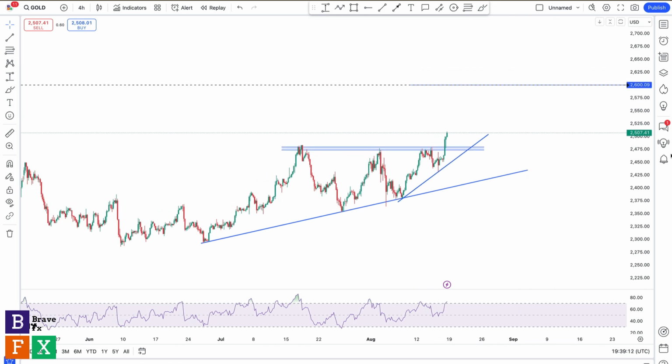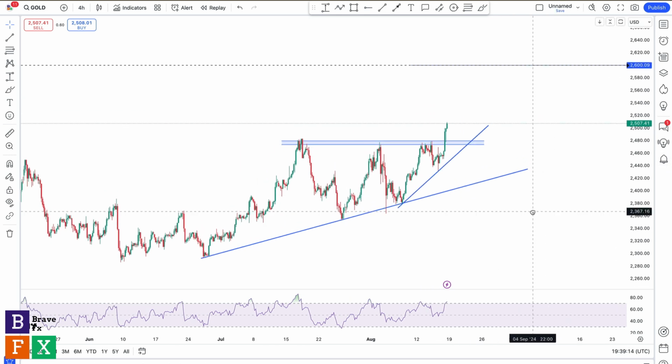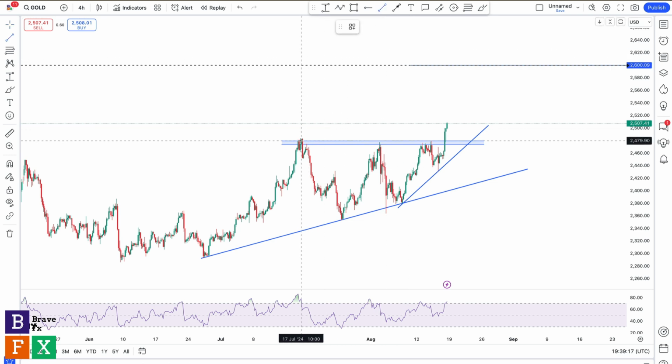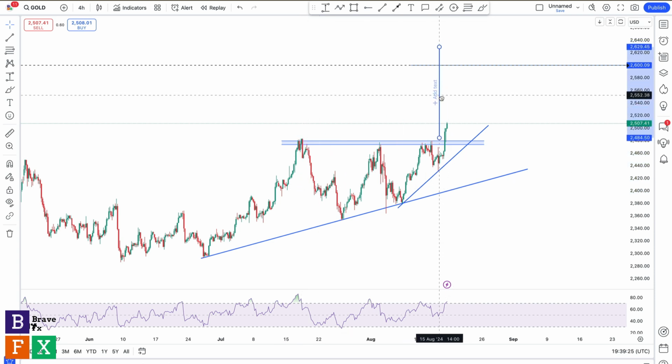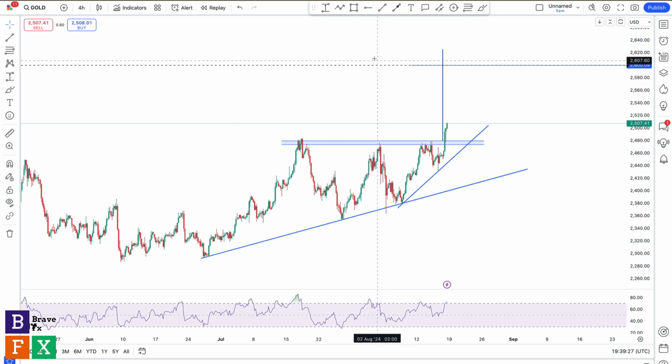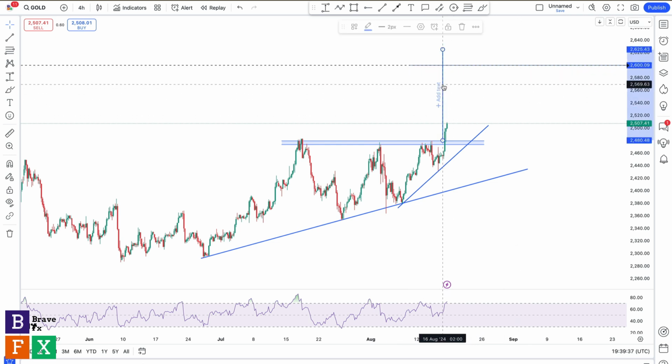So how did I come up with that price target? I came up with that price target by taking a measured move off the ascending triangle. So you take the resistance to the trend line and you measure it from the breakout, so then you get this. So ideally, we should expect gold to get as high as 2,620 or so, but I'm taking a conservative price target of 2,600 for my take profit target.